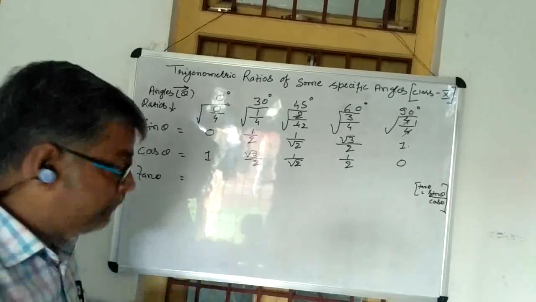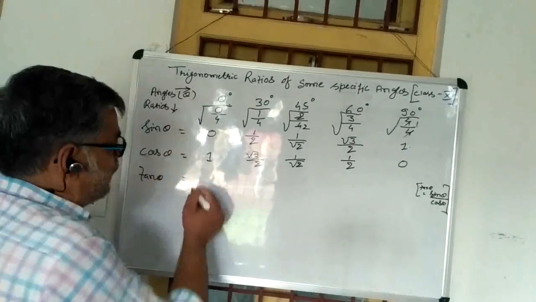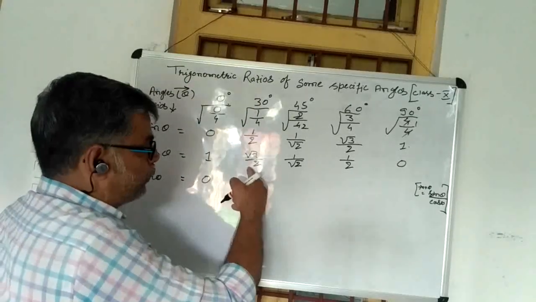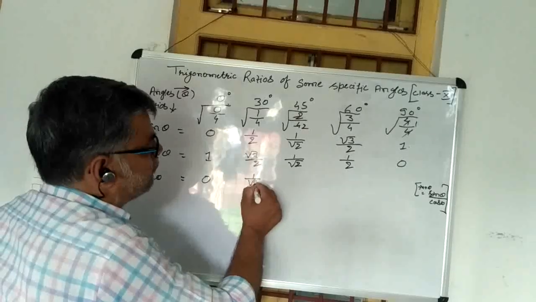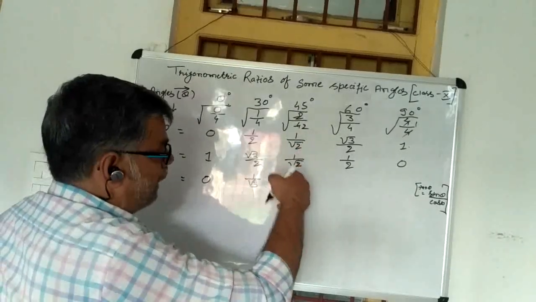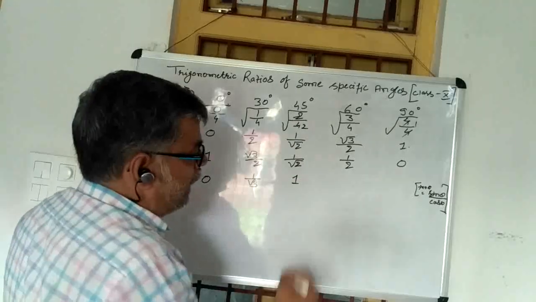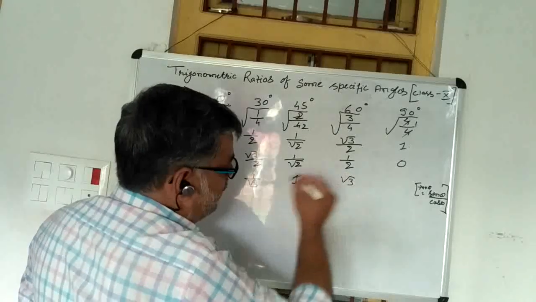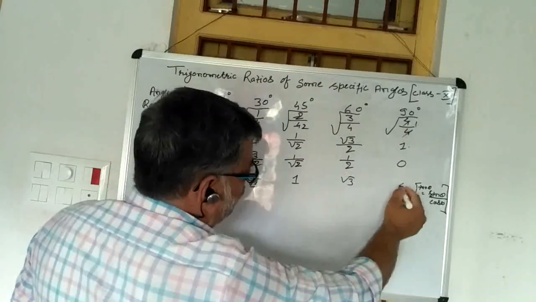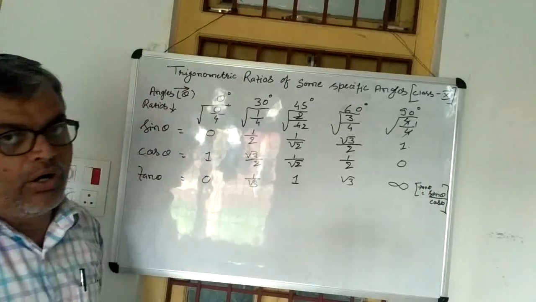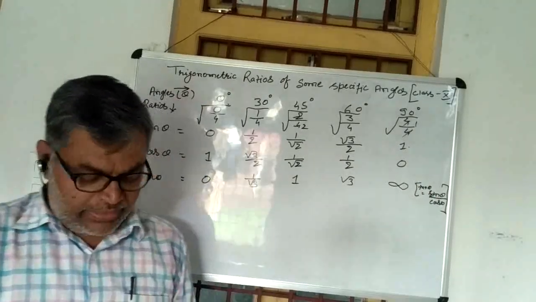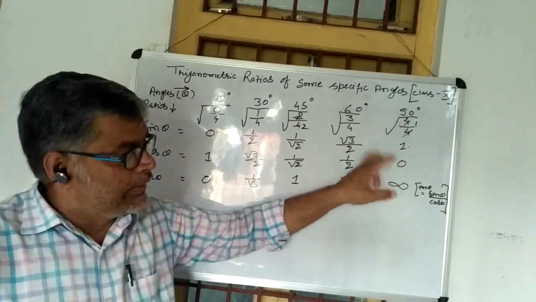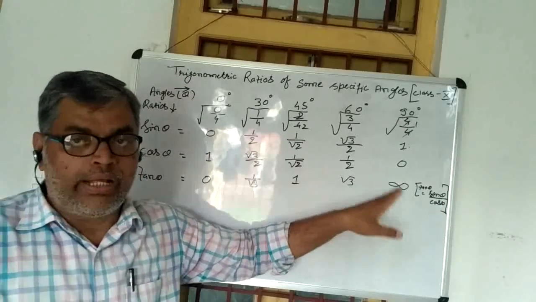So this is very easy. When you divide 0 by 1, you will get 0. When you divide 1 by 2 by root 3 by 2, you will get 1 by root 3. When you divide 1 by root 2 by 1 by root 2, you will get 1. When you divide root 3 by 2 by 1 by 2, you will have root 3. And when you divide 1 by 0, it will be not defined, or you may call it infinite, because when any number is divided by 0, it is not defined or infinite.